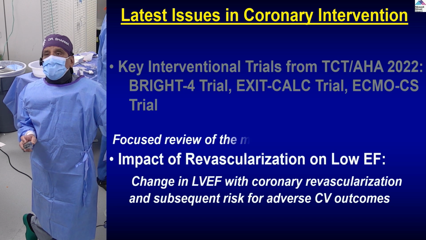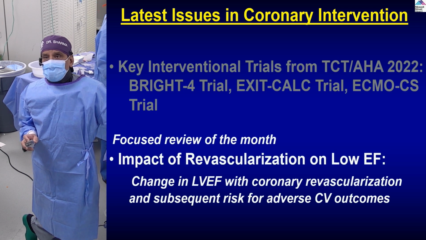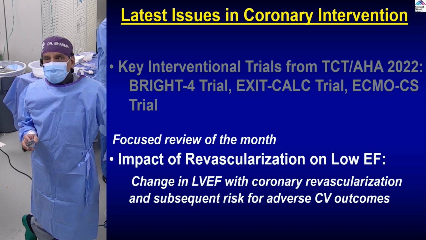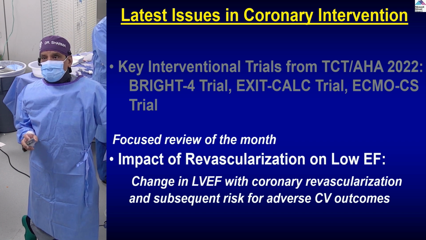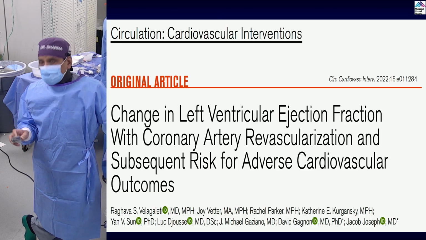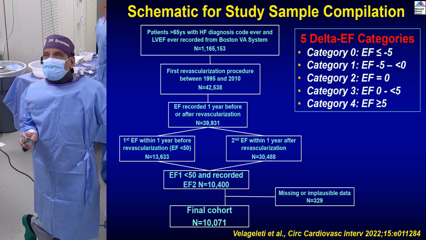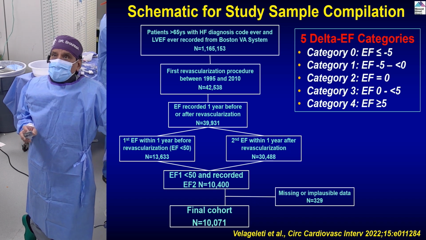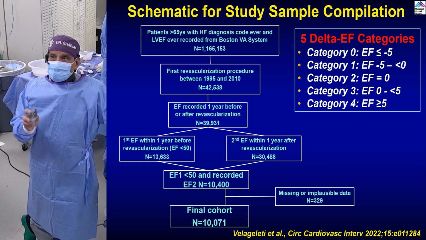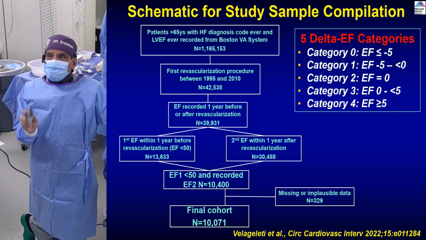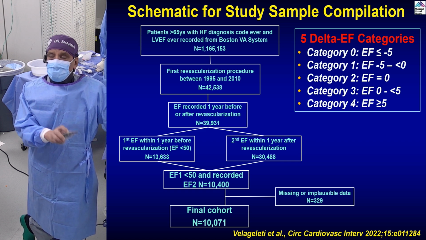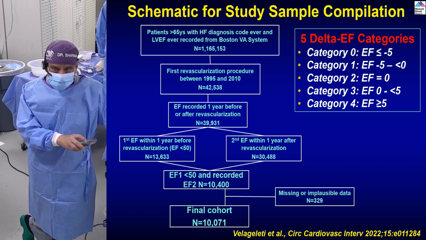our better job. Lastly, the focus of review of the month is the impact of revascularization on low EF: the change in LVEF with coronary revascularization and subsequent risk for adverse cardiovascular events. This paper was published in Circulation Interventions, and it is basically from the Boston VA system, patients more than 65 years of age who had, one, EF less than 50%. Second, they have the EF measured before and after revascularization, whether they have PCI or CABG.